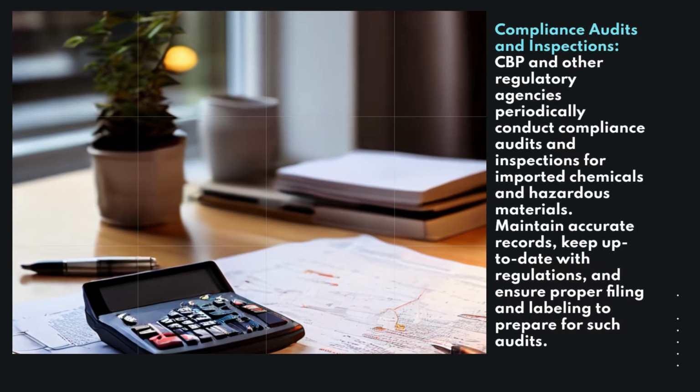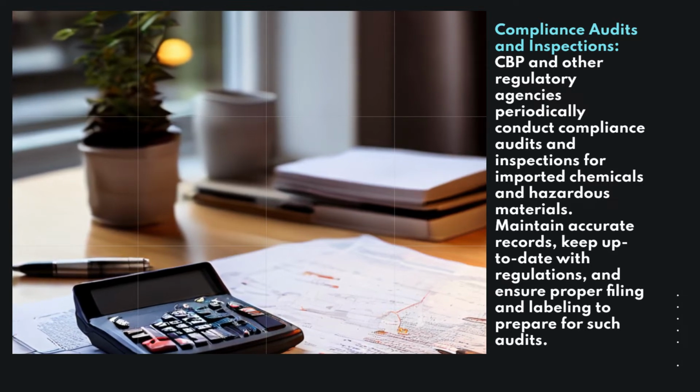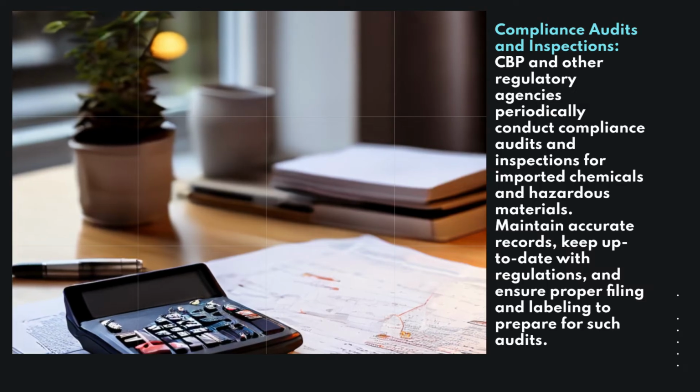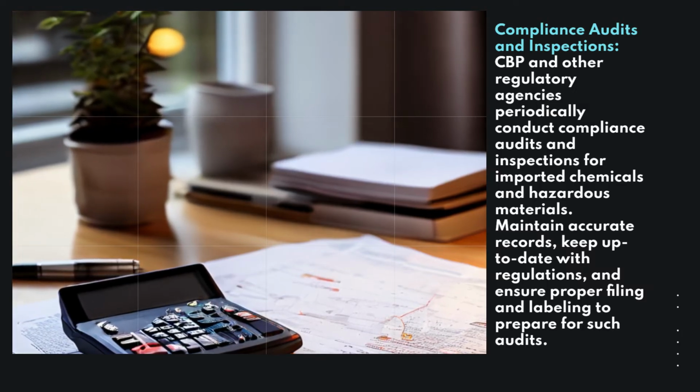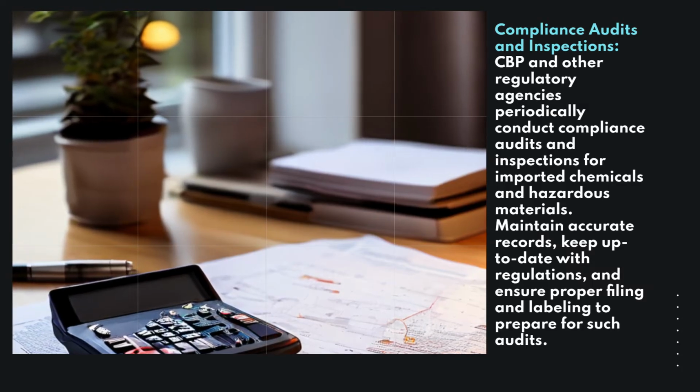Compliance audits and inspections. CBP and other regulatory agencies periodically conduct compliance audits and inspections for imported chemicals and hazardous materials. Maintain accurate records, keep up to date with regulations, and ensure proper filing and labeling to prepare for such audits.